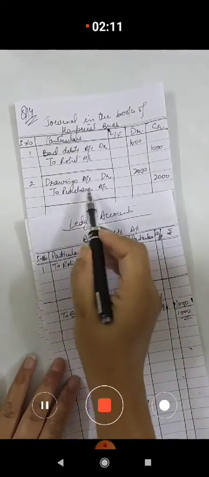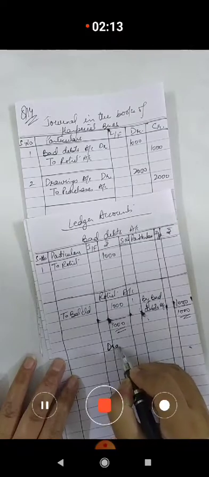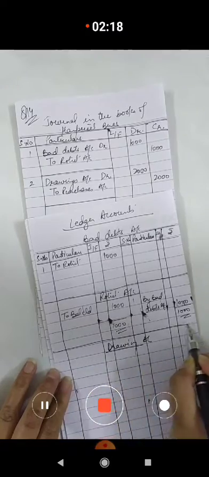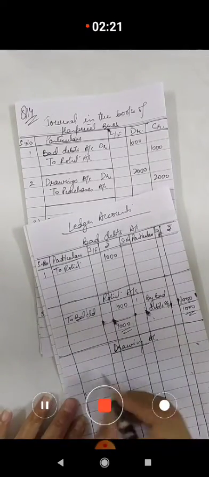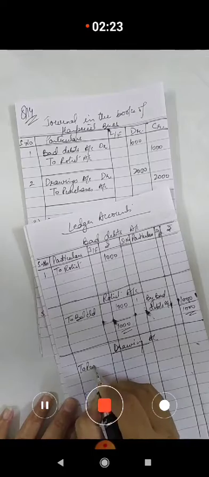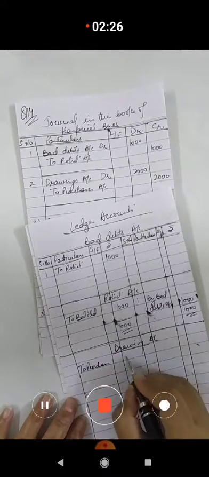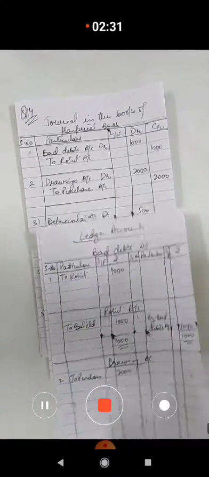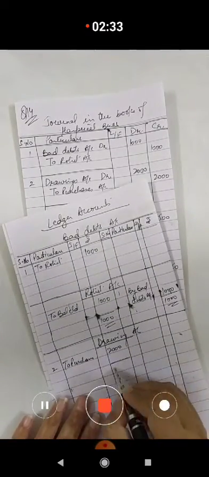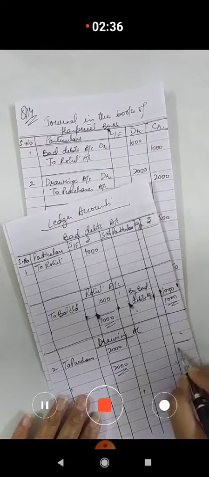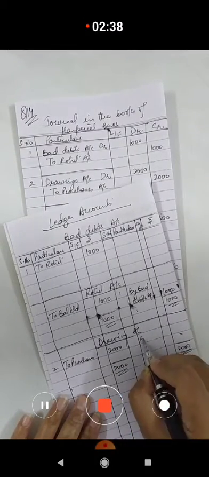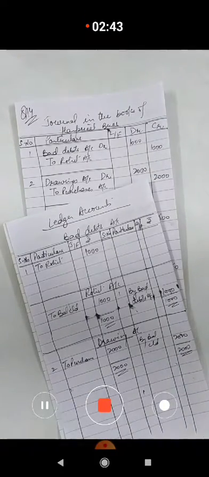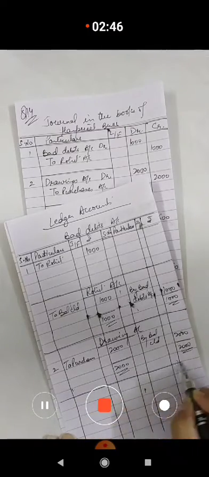Then let's move towards the next, that is drawings. So you will write drawings account. Just close it with a single line. Rohit account is closed with a single line. Drawings is on your debit side, so you will write purchases on the debit side with 2000 rupees. Transaction number 2. Again there is only one entry for drawings, so you will close this drawings account also. 2000 rupees on both sides, and here you will write by balance carried down 2000 rupees. Again we close it with a single line.